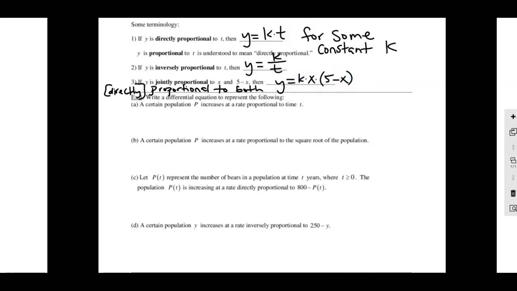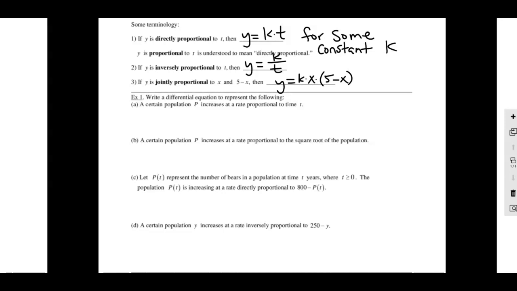You don't need k times k. You don't need a k squared. You just need that one constant. So proportional means multiplication. Inverse proportional means inverse of multiplication, that means division. And jointly proportional means it's just directly proportional to both. Okay, so let's look at these couple of examples, and then we'll get into example 2 at the bottom.